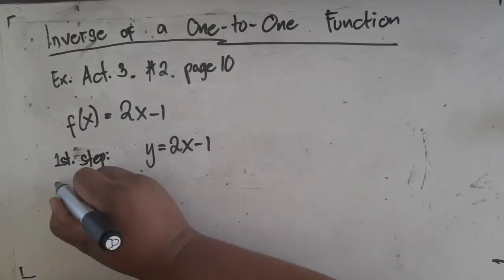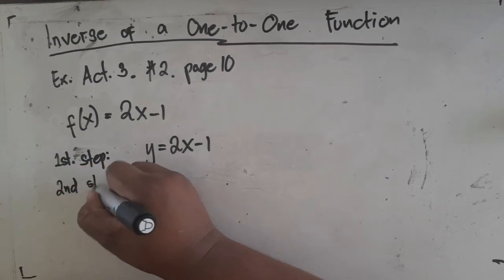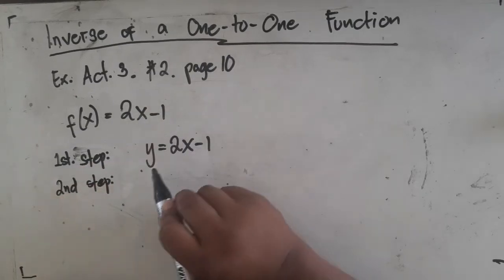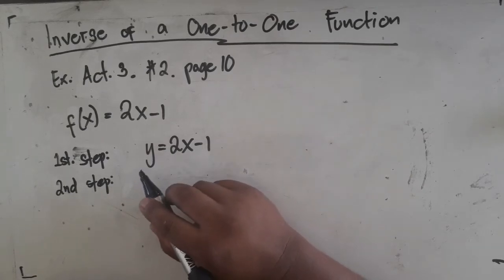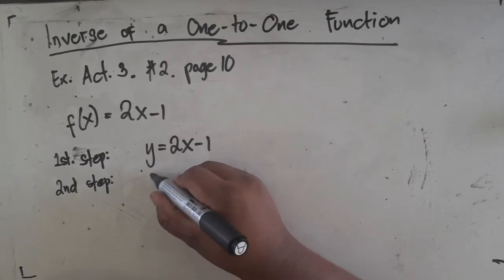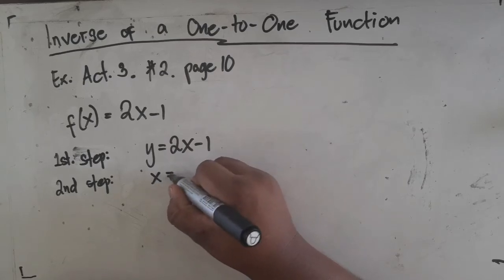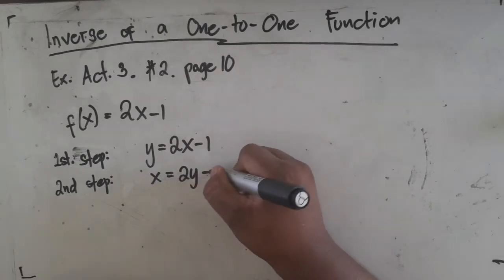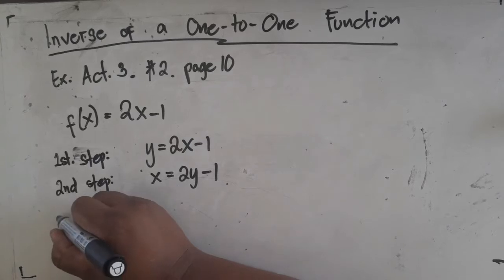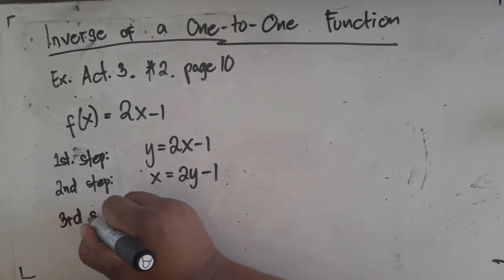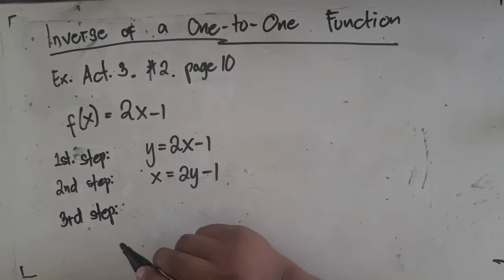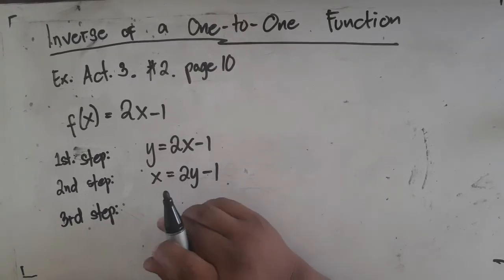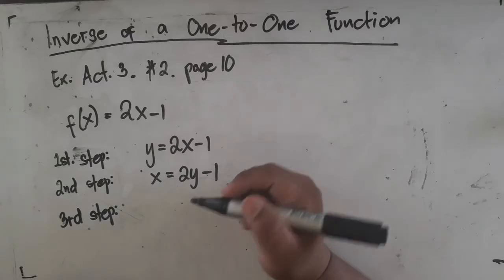After that, your second step is interchange the variables. So all y, ilisan ni mo x. All x, ilisan ni mo y. So this is now x equals 2y minus 1. And your third step is solve for y in terms of x. It means, dapat sa left side nimo or right side, dapat y na dyan nyo makita.